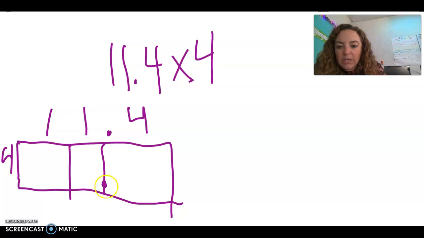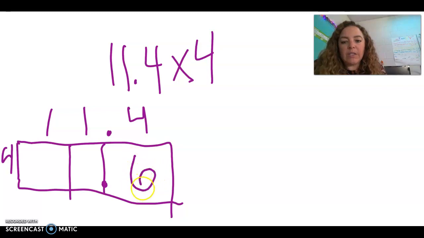We know our decimal is going to end up right here. Okay, 4 times 4 is 16. So we're going to put our 6 here. We can't really put our 1 here, so we're going to add it over here. Okay, 4 times 1 is 4, plus this one that I have up here that I'm going to deal with is 5, and then 4 times 1 is 4.